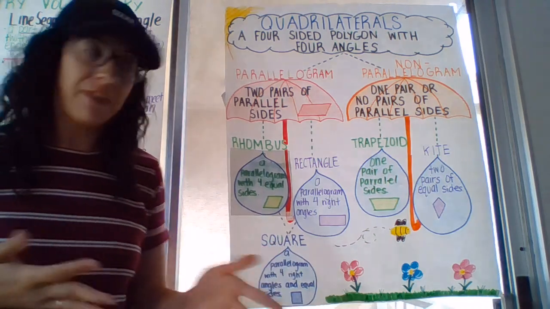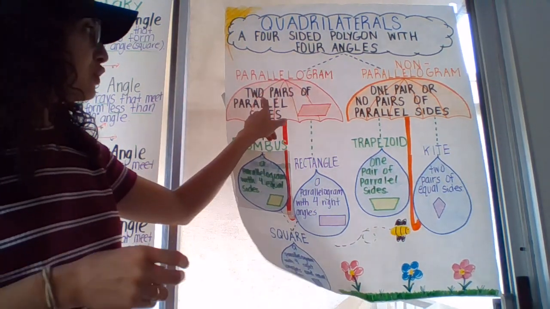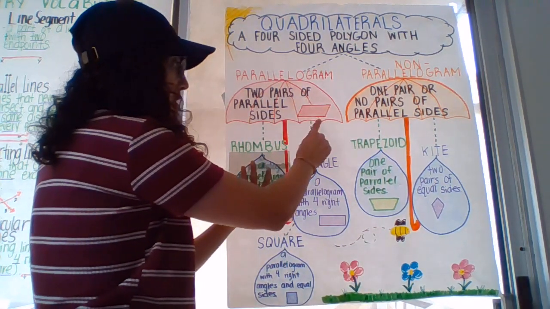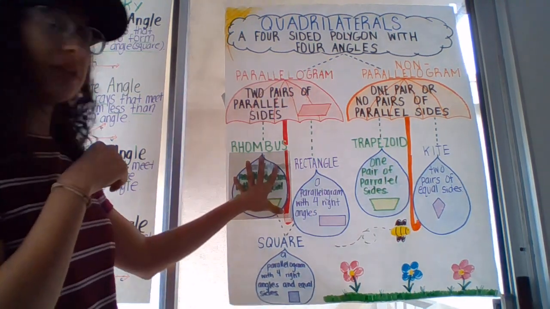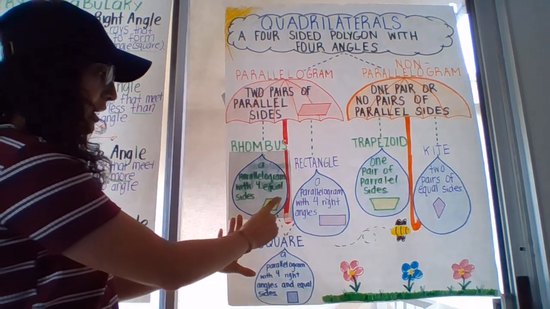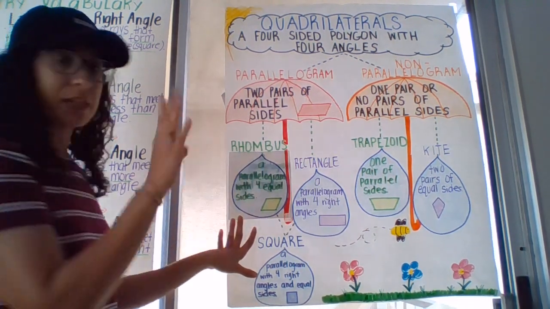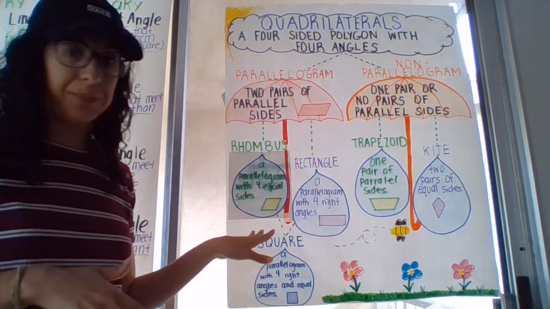Now let's get specific. You have parallelograms. A parallelogram has 2 pairs of parallel sides. So here's one pair of parallel sides. Here's the other pair of parallel sides. Then underneath the parallelogram, you have a rhombus. A rhombus has two pairs of parallel sides. Yep. But it has four equal sides. That means that all four sides are equal.